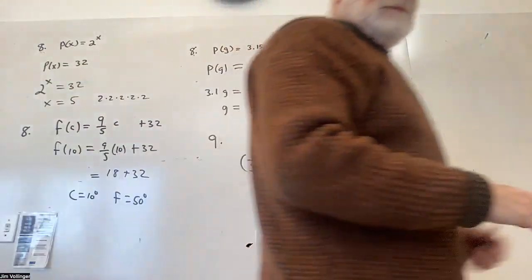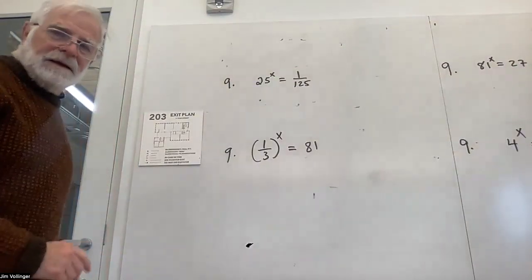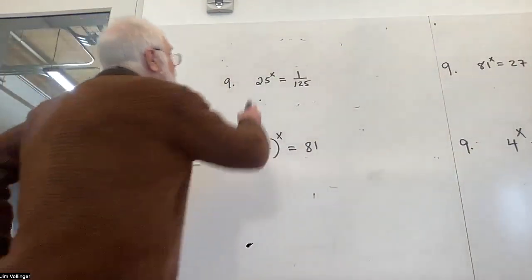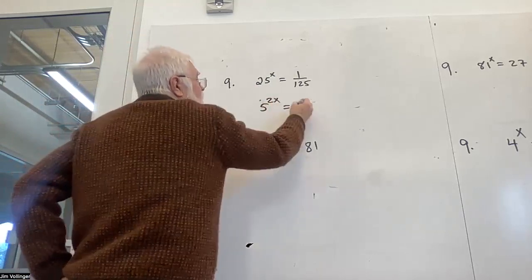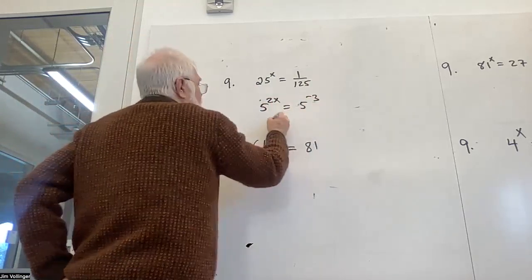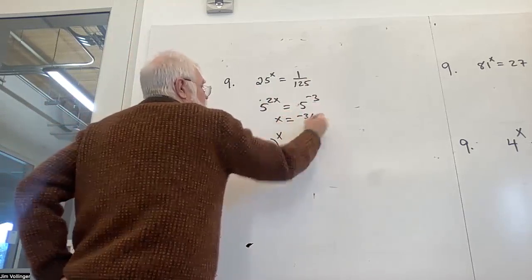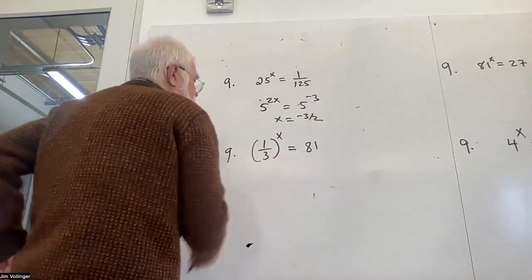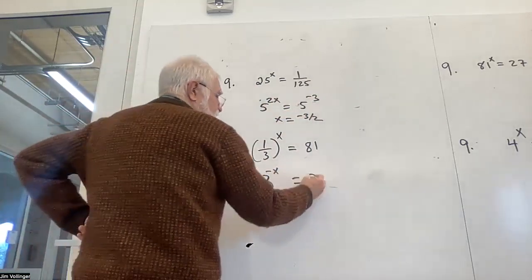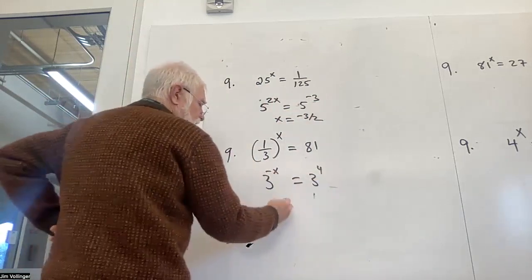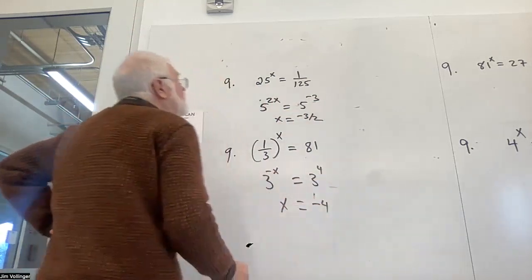All right, so let's get a little more exponential practice in. My trusty science card. Okay, I think we can see these easy enough. 25 to the x, again, that's another 5 to the 2x. This is another 5 to the -3, same problem. -3/2, same outcome. 1/3 to the x is the same thing as 3 to the -x. And 81 is 3 to the 4. Sure looks like x is -4.